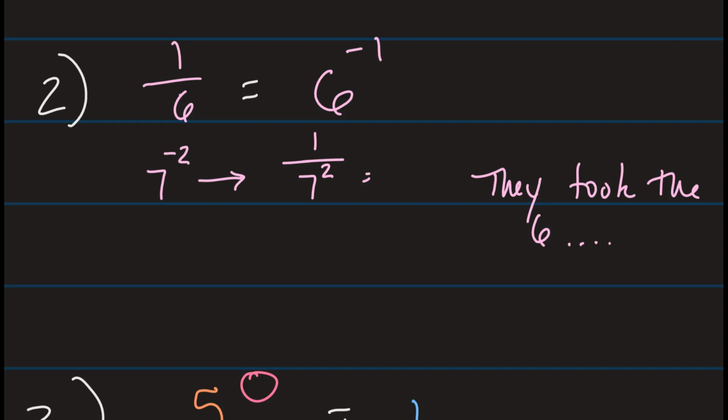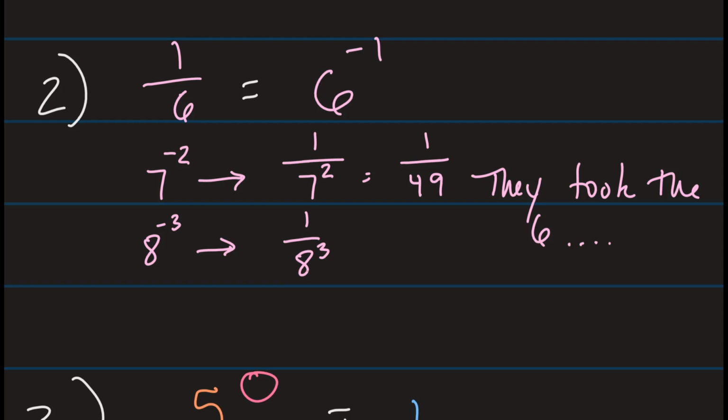So we have 1 over 7 raised to positive 2. And 7 raised to the power of 2 is just 7 times 7, which is 49. Let's try it one more time. 8 raised to negative 3. You take the 8, put it in the denominator with the positive version of the exponent.